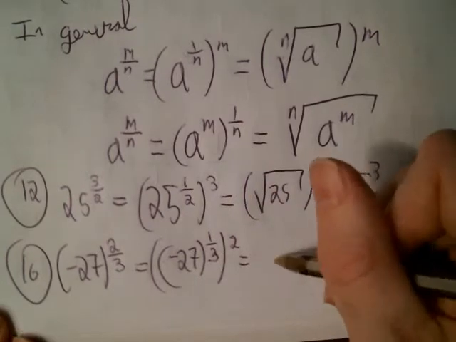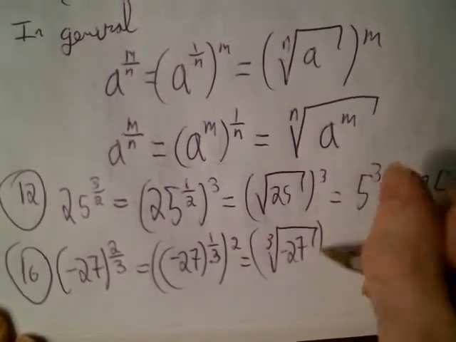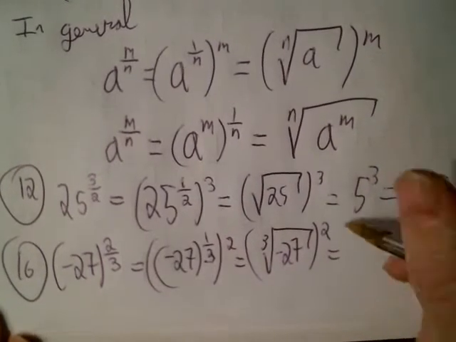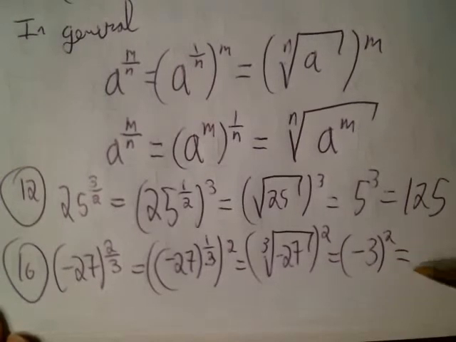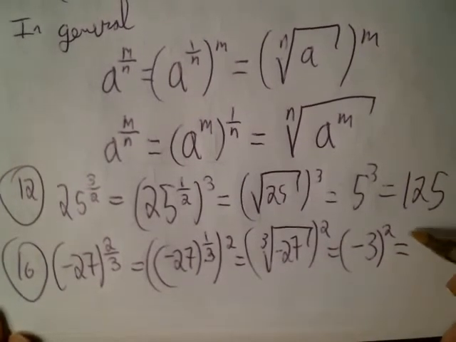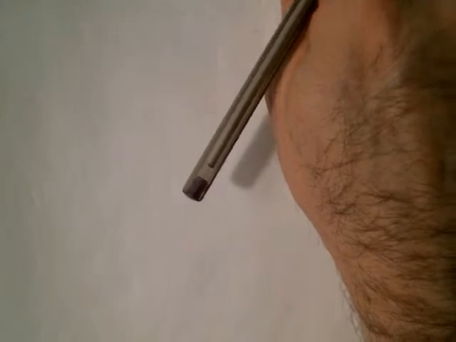So I have 1/3 there. So I have the cube root of negative 27 squared. The cube root of negative 27 is negative 3. And I want to square that. And then negative 3 squared is 9. Okay. Let's look at some other ones.